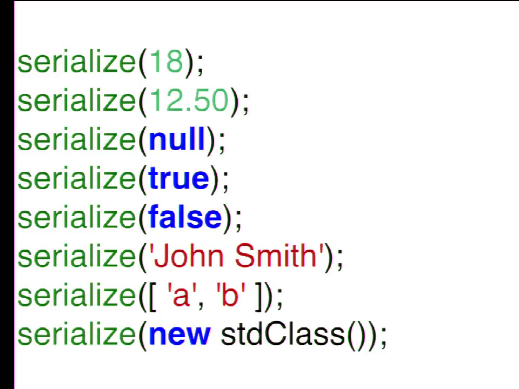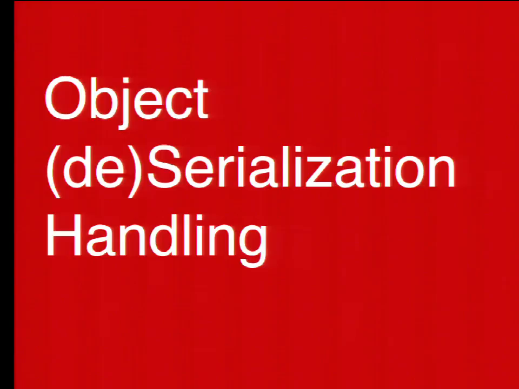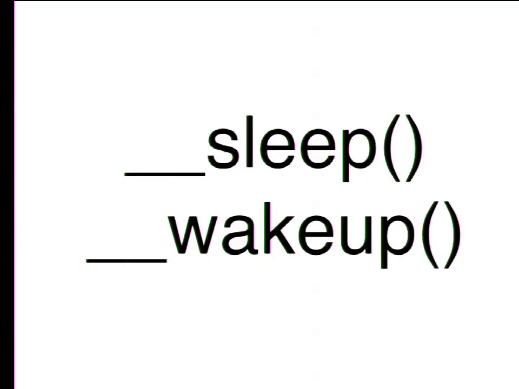So basically, if you try to serialize something that contains a resource, be it the resource itself or an array with resources or an object with resources, you will get an error. With objects, however, you can work around this problem. There are two magic methods that you can implement in your class, __sleep and __wakeup. With these methods, you can solve the problem of dealing with resources.